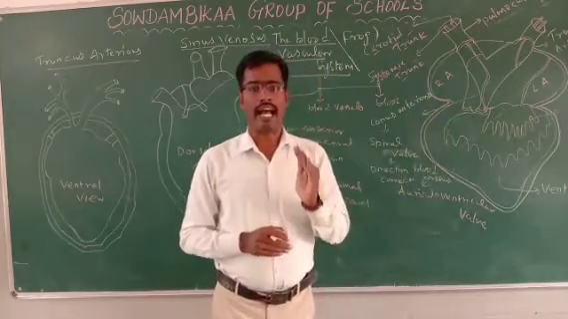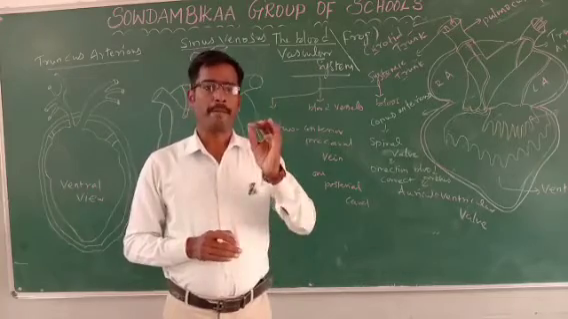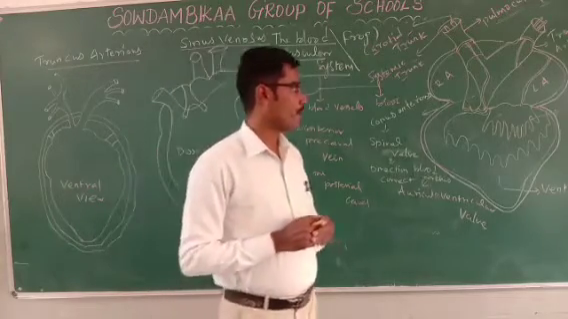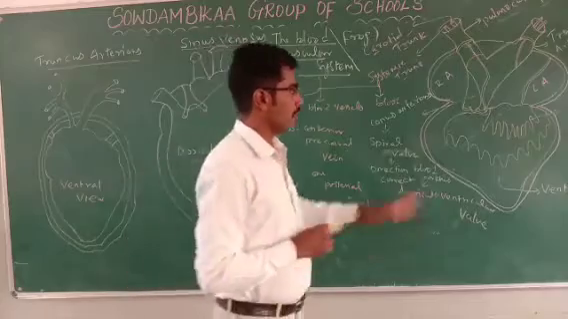Whereas the right side auricle and the left side auricle receive oxygenated blood from the pulmonary vein. Listen, here is the diagram.